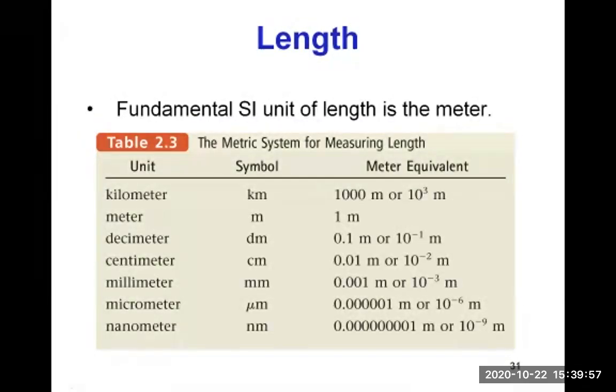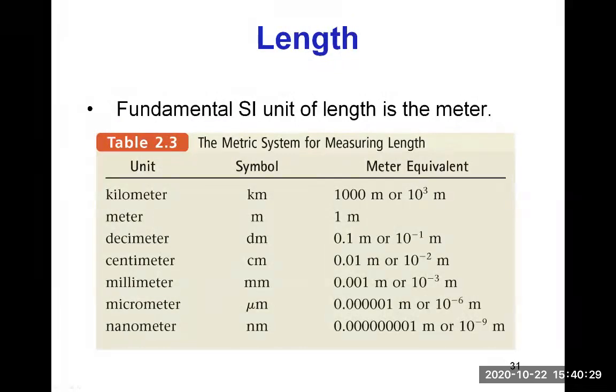So this is the fourth video on chapter 2, and it's on measurements of length, volume, and mass. The fundamental System International unit of length is the meter. Here this table is showing you different prefixed units based on the meter: the kilometer, decimeter, centimeter, millimeter, micrometer, nanometer. And to the right, you have the meter equivalent.